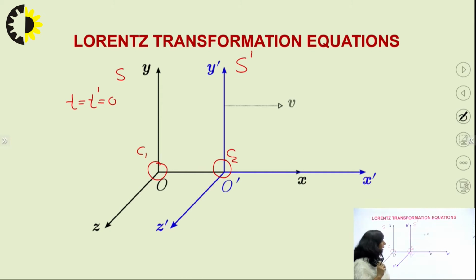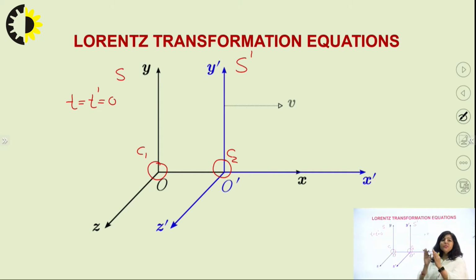So you have 2 inertial frames, one is S and the other is S dash. 2 observers are there, one sitting in frame S and the other sitting in S dash. This observer is O and this one is O dash. They have similar clocks, C1 and C2. These two clocks record the same time when t equals t dash equals 0, meaning the time of both clocks matches when t equals t dash equals 0.